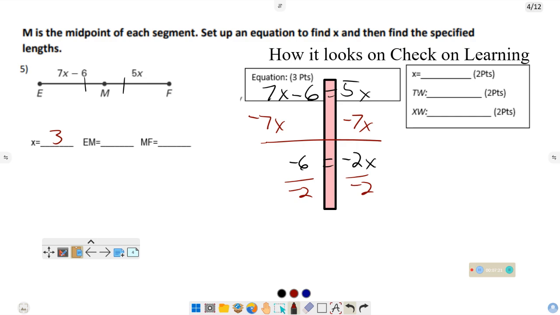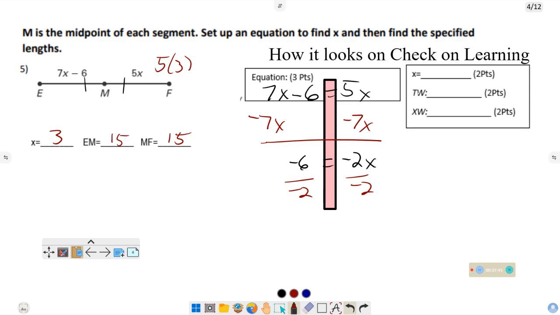Which one do you think is going to be the easiest to plug into? The one that sounds like a bad word. Yes, MF. So, wow, no chuckles or nothing. All right, so 5 times 3.